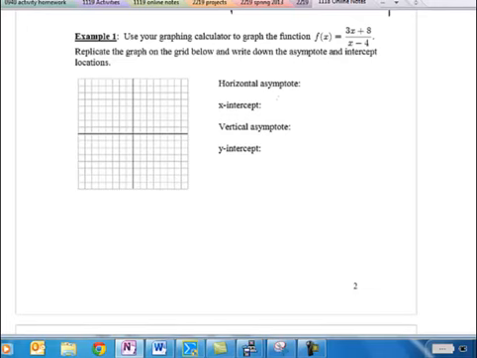Our x-intercept would be when the function is 0. So let's see what we can do with that. So we would set the y value, or the output, equal to 0.